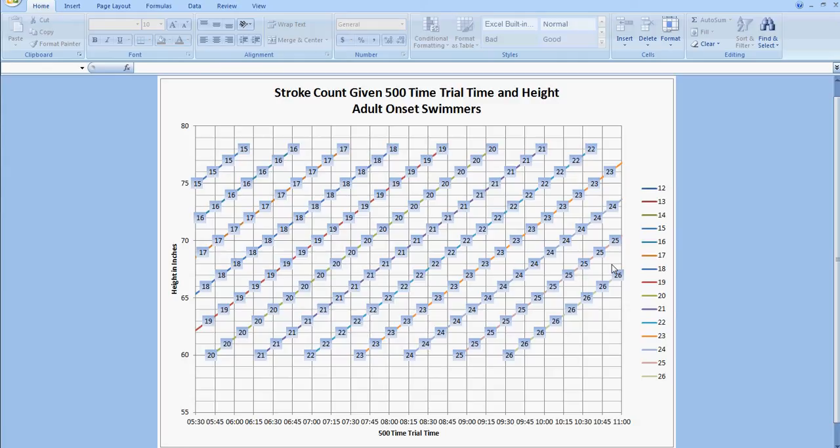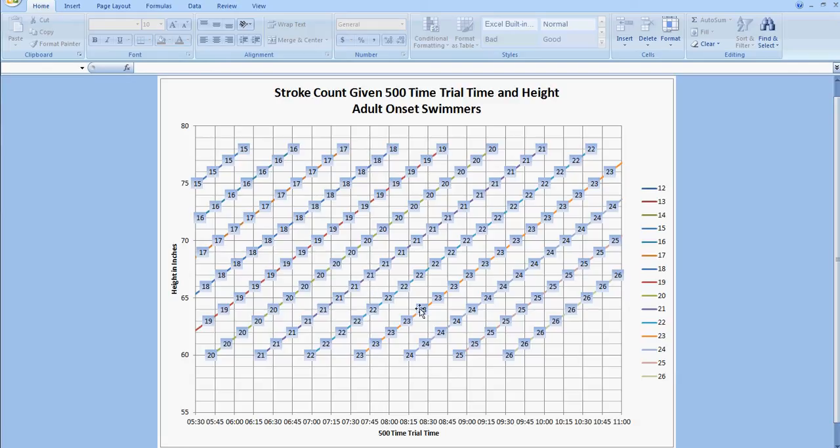Let's see. We have a person here who recently swam a 7:45. Oh, right on the line. 7:45. And is 5'6", so 66 inches. So right between 21 and 22. Somewhere between 21 and 22 strokes per length is what this person should be taking. Actually taking 25. Way out here.